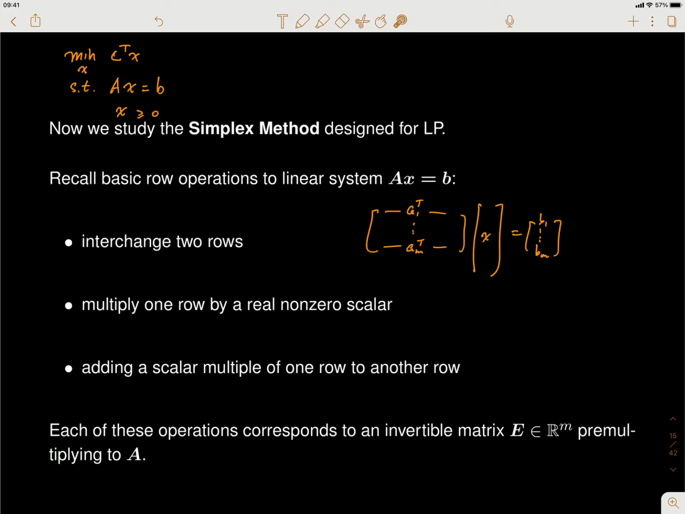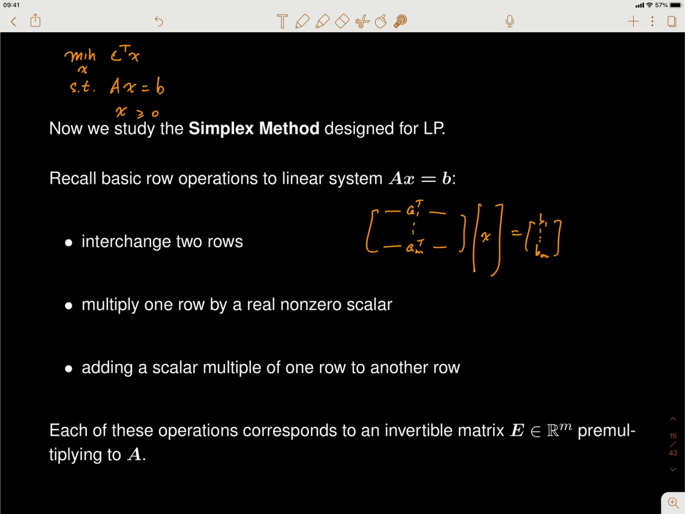And we can multiply one row by some scalar and add it to another row. For example, I multiply this row by 10 and then add it to the last row. Then we just need to multiply this b component by 10 and add it to the last component, and this x still doesn't change. So these are the three basic row operations that can be applied to the linear system and don't change the solution.